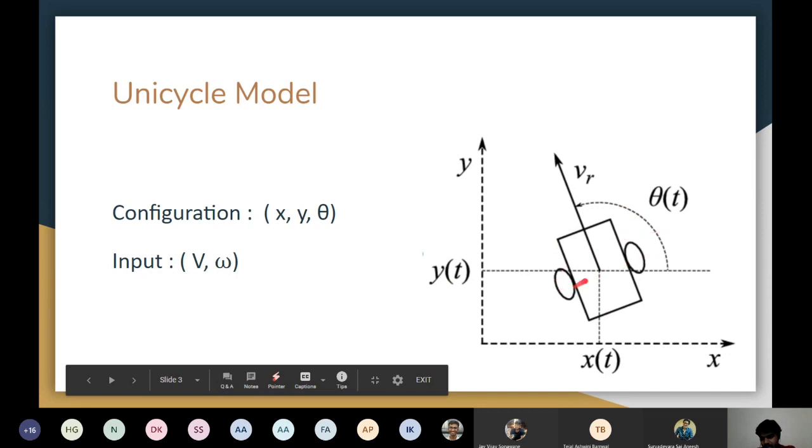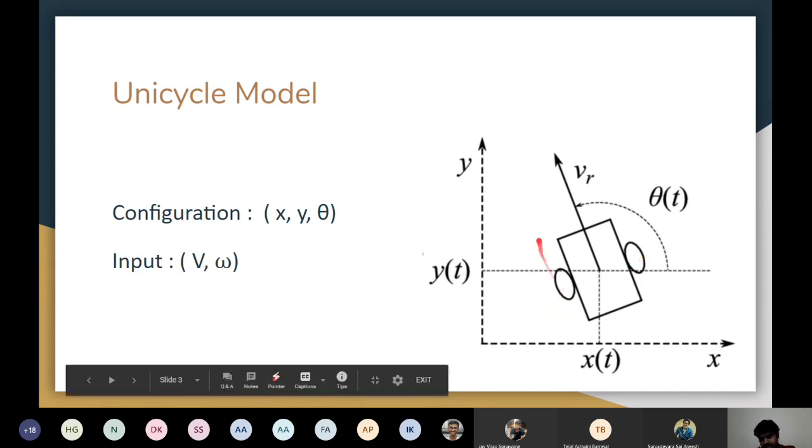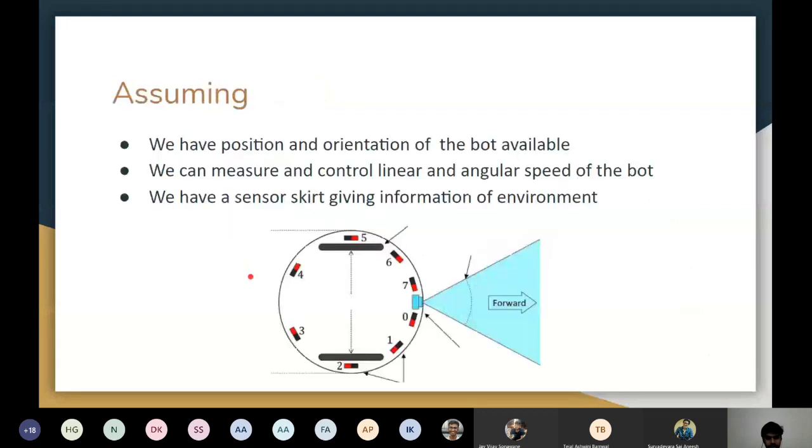So this is a differential bot. There'll be some VL and VR that will be the actual thing that you can control through your microcontroller, but there'll be an equation that can relate VL and VR to V and omega. So we'll talk in terms of V and omega. Okay. So while going through this particular algorithm, we'll assume that we have the position and orientation of the bot available. That is the state or configuration to say.